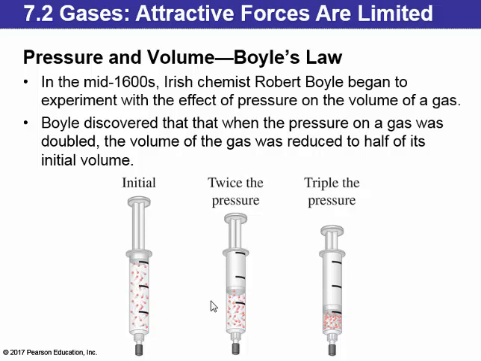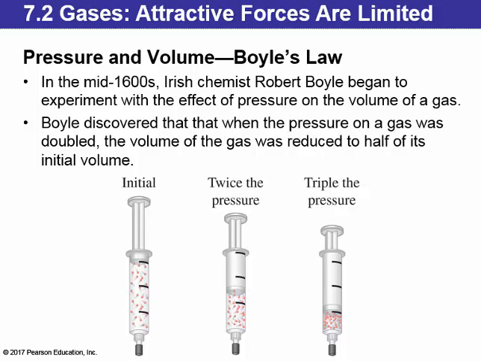So the number of particles and temperature are the same. And we look at our initial state here where we have 3 units of volume at a given pressure. If we double the pressure, our volume decreases by a half. If we triple the pressure, our volume decreases by 1/3. So our pressure and volume won't always increase and decrease in these nice increments.